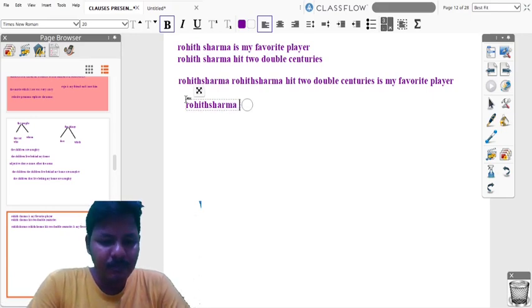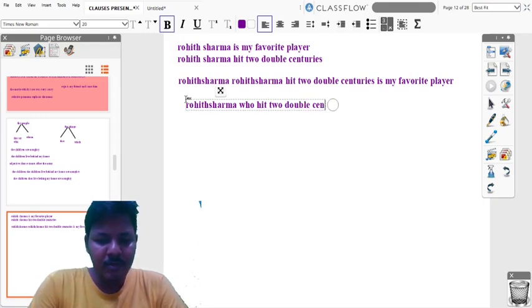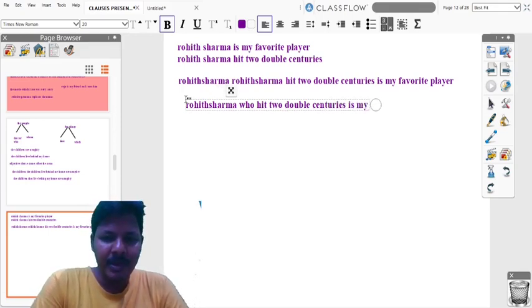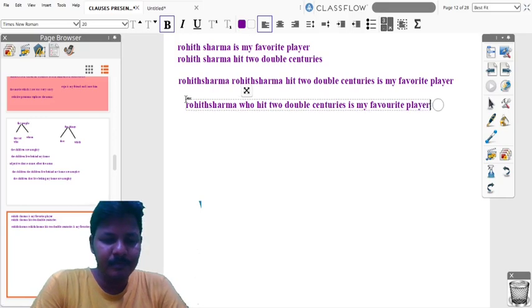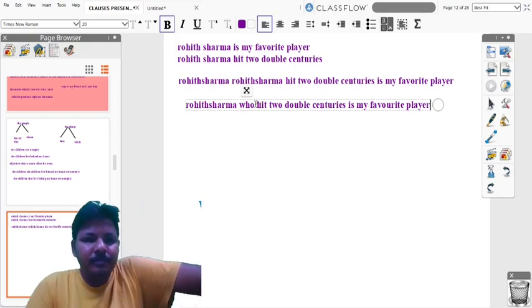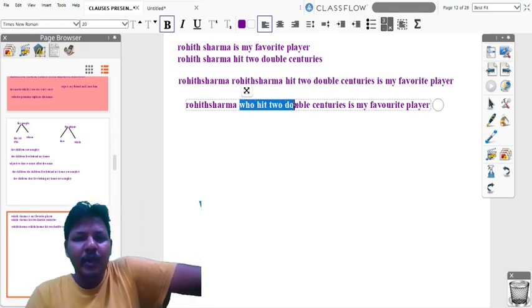Rohit Sharma, who hit 2 double centuries, is my favorite player. So here in this sentence, "who hit 2 double centuries" is an adjective clause, friends.